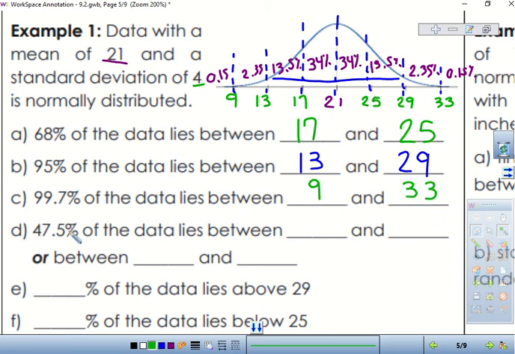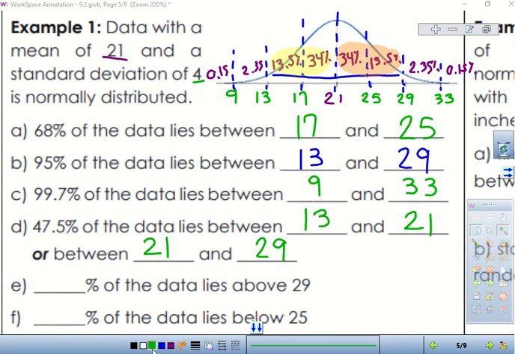And then you're also going to see these slightly differentiated percentages, so let's talk about that. 47.5: if I add up 13.5 and 34, what do I get? Good, 47.5. So there are two scenarios where 47.5% of data falls between two values: from 13 to 21, and also 21 to 29. Everybody see what I mean by that?